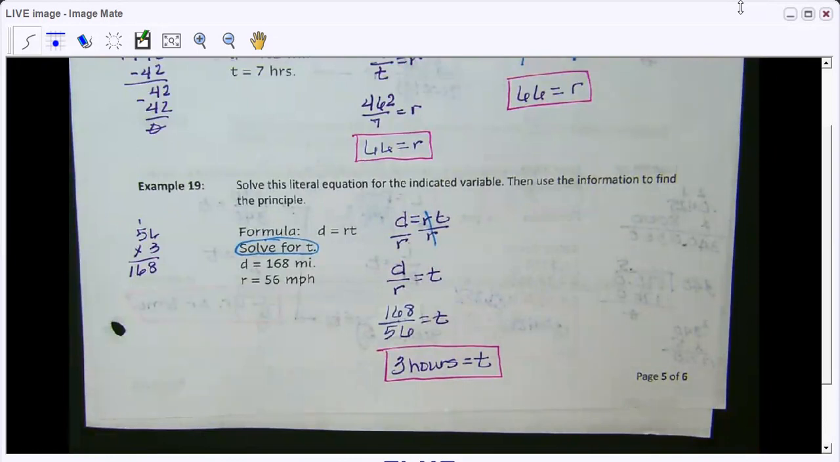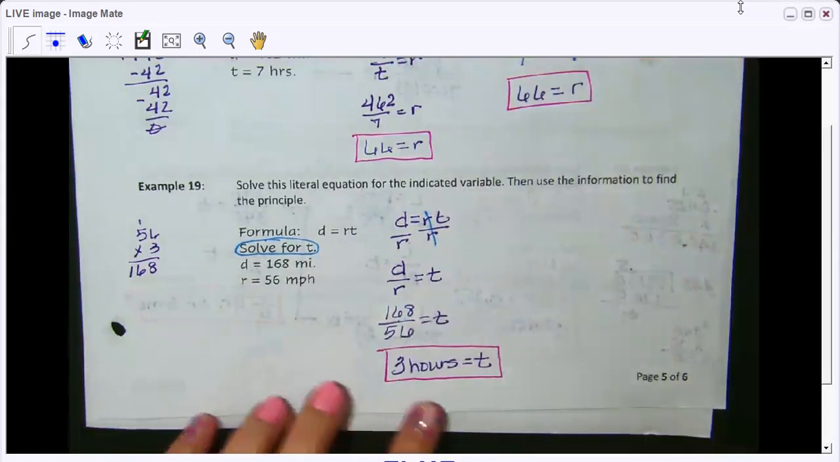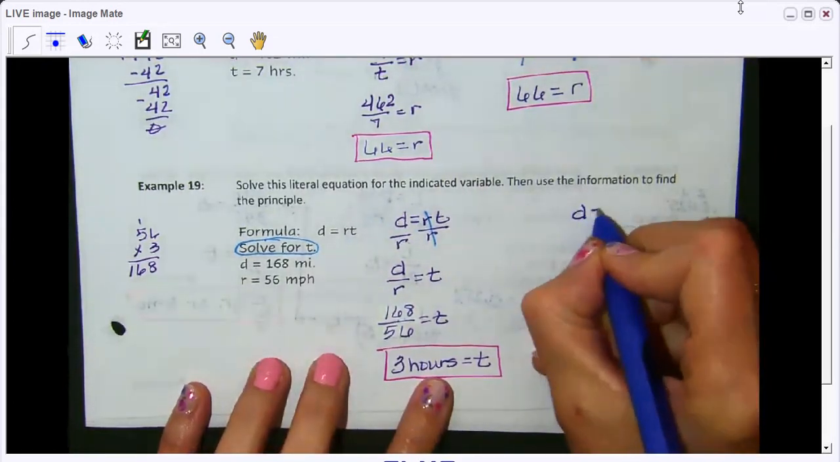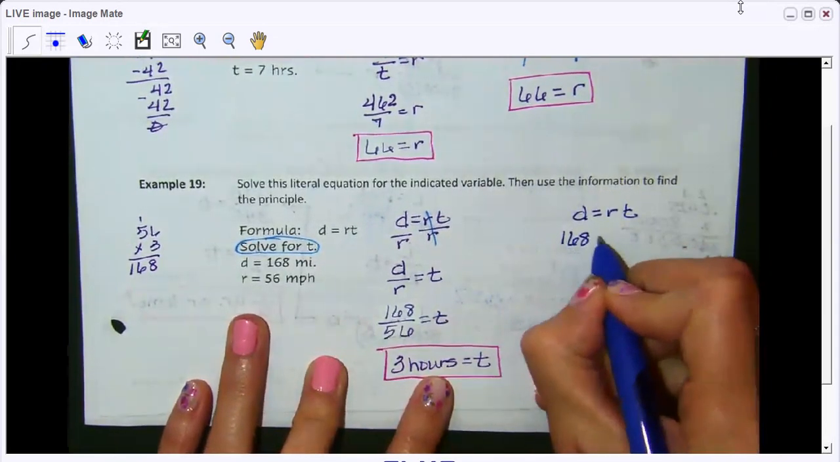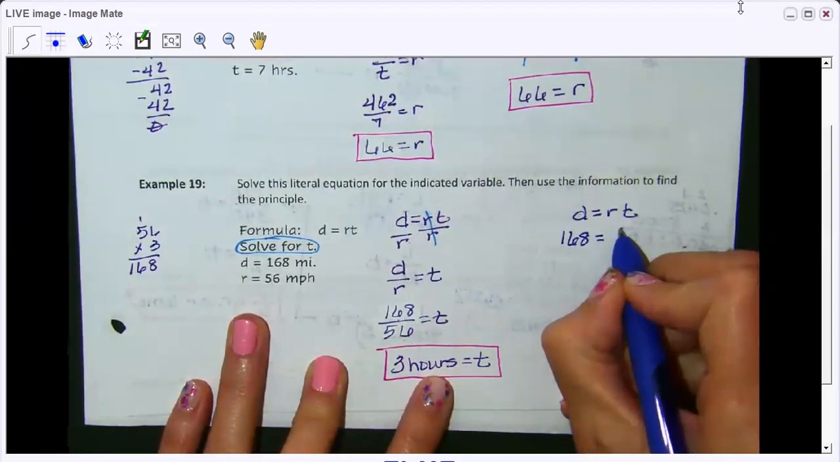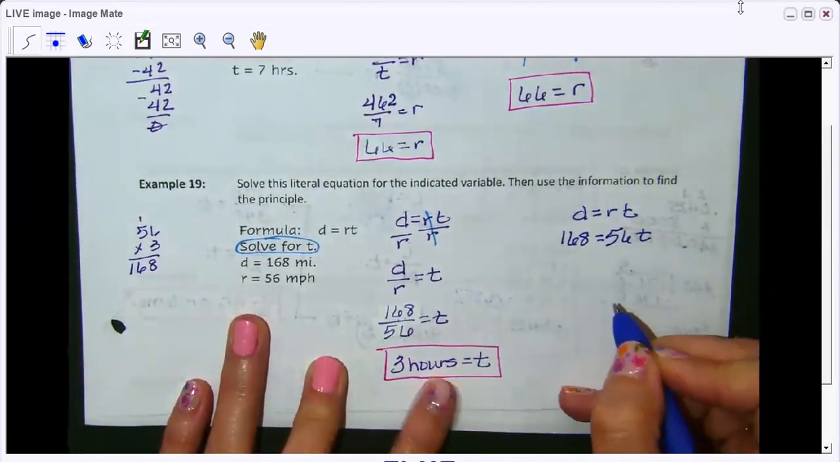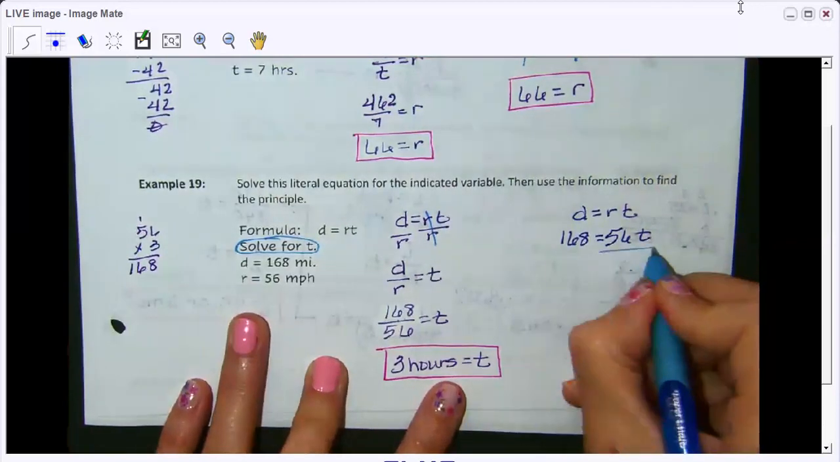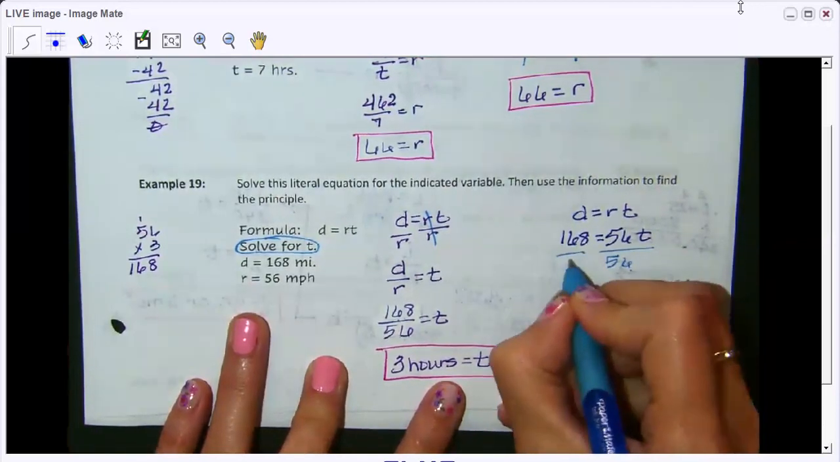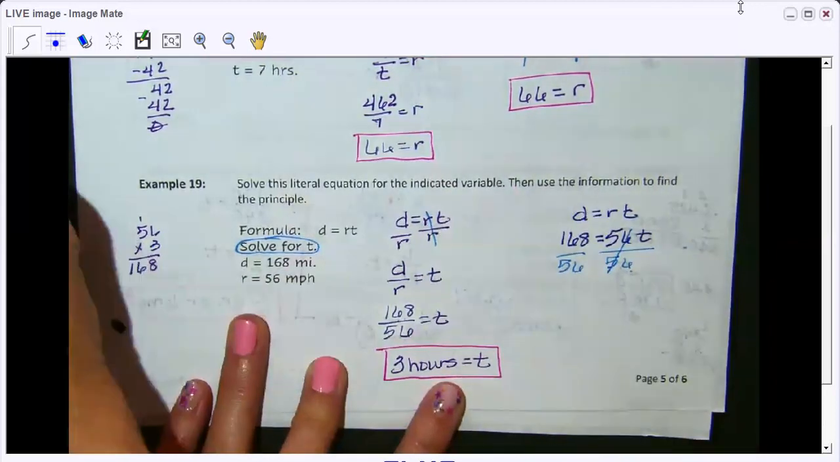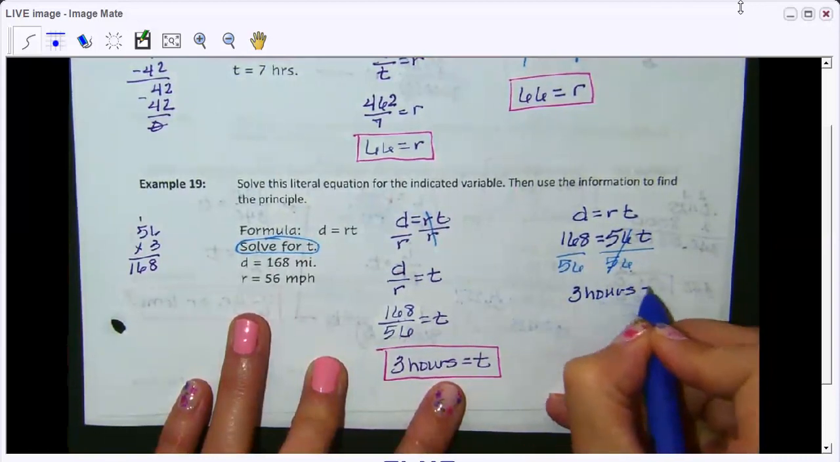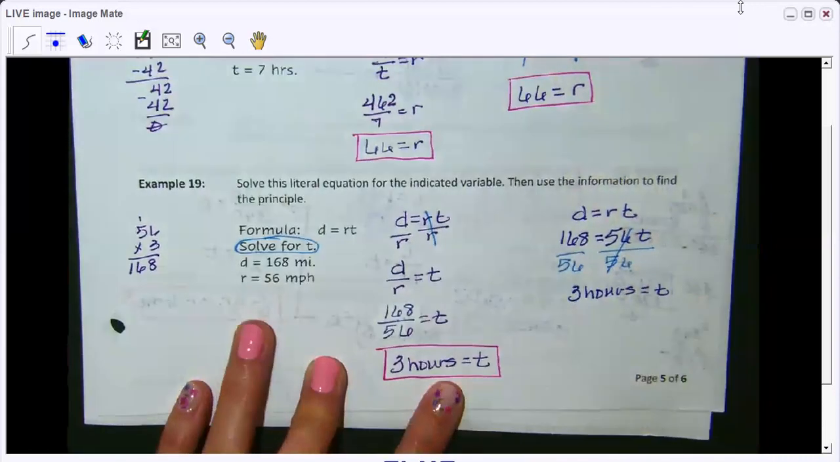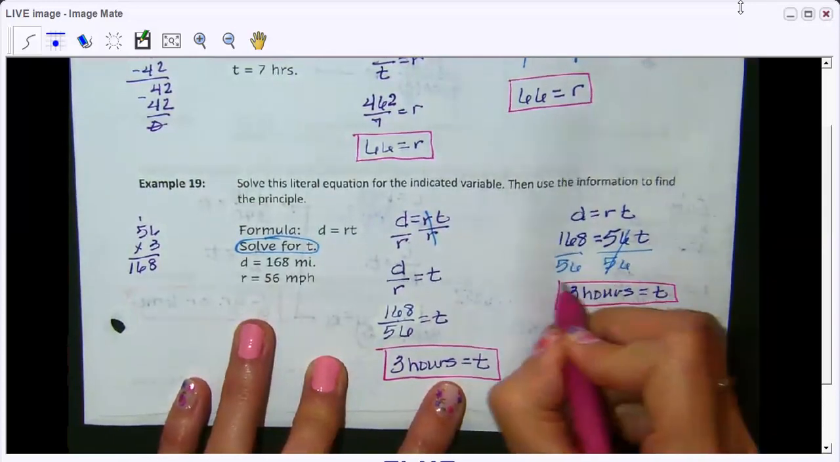Do we have to show the hours? This one doesn't show the other way of doing this, but if you just plugged in what they give you, 168 as the distance, 56 as R, and you're trying to solve for T, then you would divide both sides by 56. 168 divided by 56 is 3, and this is 3 hours. So either way that you solve this would be correct.